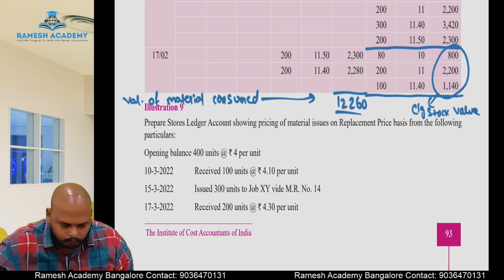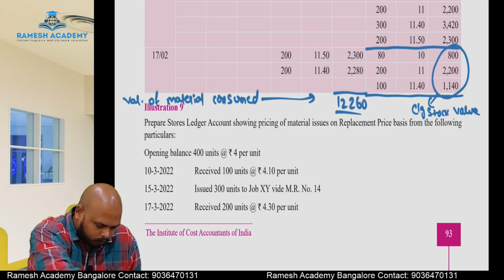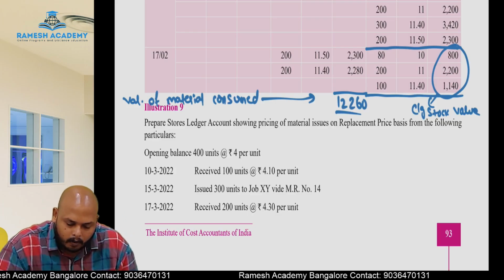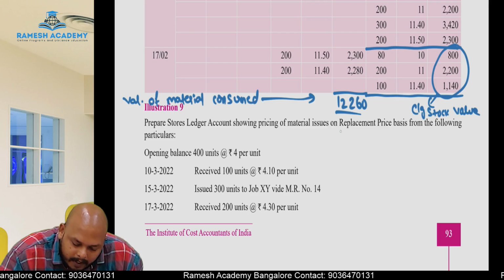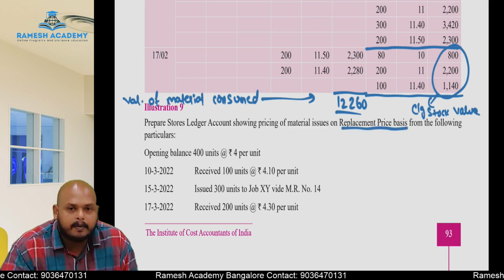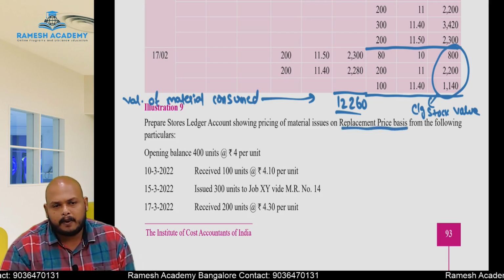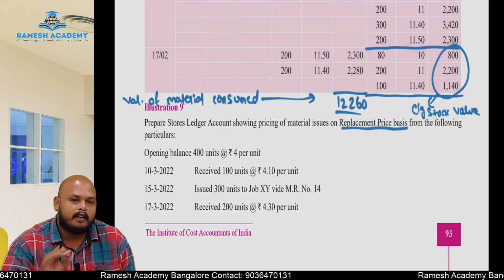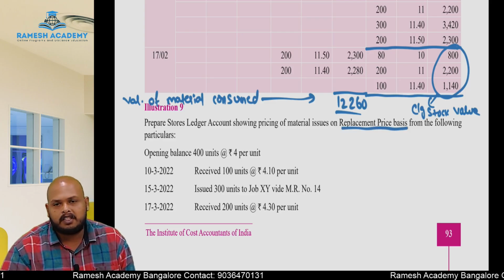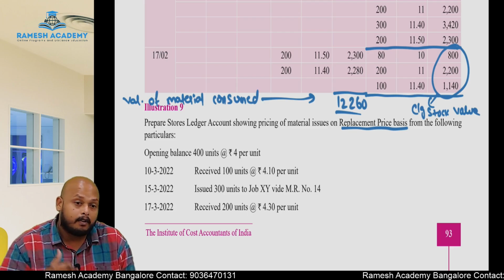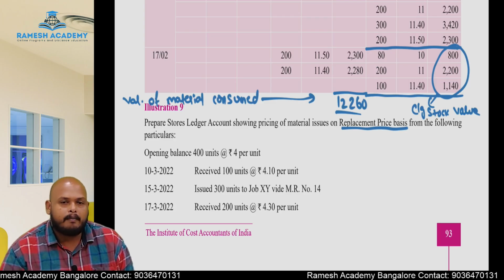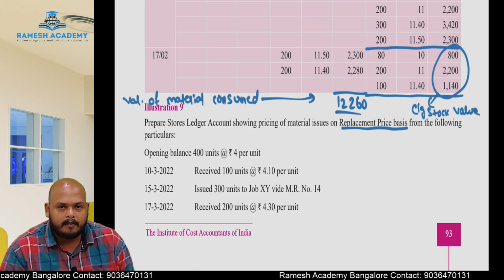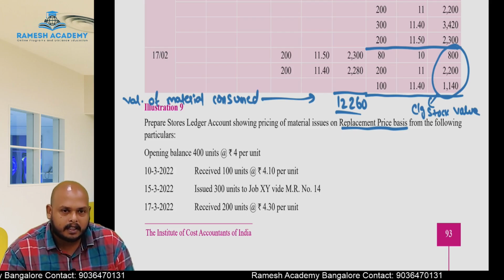Prepare a stores ledger account showing pricing of material issues on replacement price basis method. On which method? Replacement price. Replacement price we need not calculate, that will be already given in the question. At the time of issue, this is a very easy method compared to FIFO and LIFO. At the time of issue, we have to take the replacement price. Issue price is replaced by replacement price, that's all, nothing else.